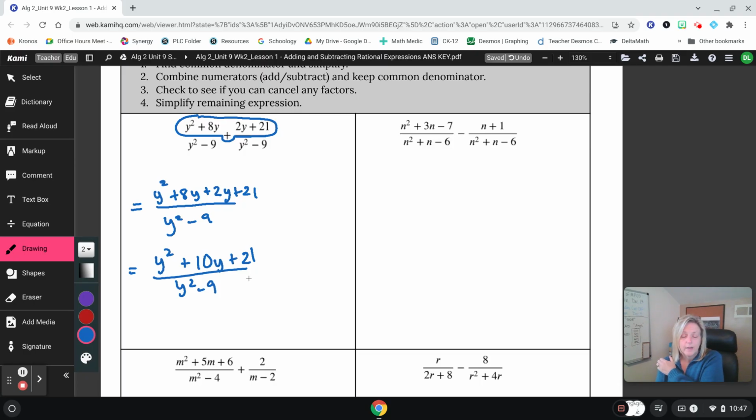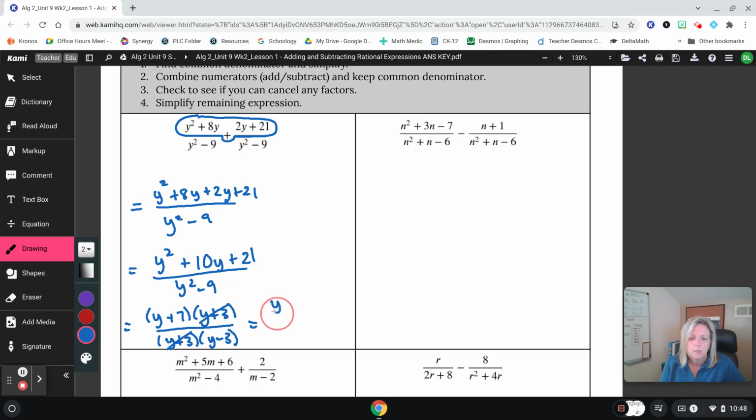And now we need to factor and see if we can cancel out any of our factors. So the numerator is going to be y plus 7 and y plus 3, so that when we FOIL, we get the trinomial. The denominator is a difference of squares, so that's going to be y plus 3 and y minus 3. And then we can see that the y plus 3 cancels, and we're left with y plus 7 over y minus 3.